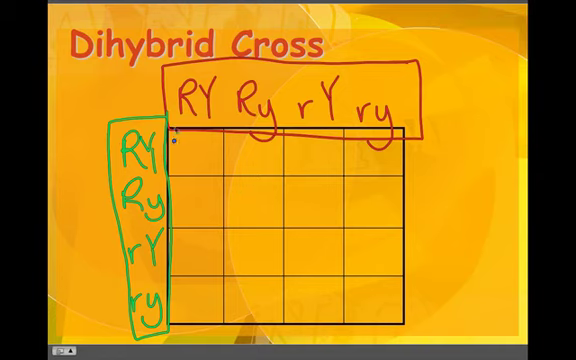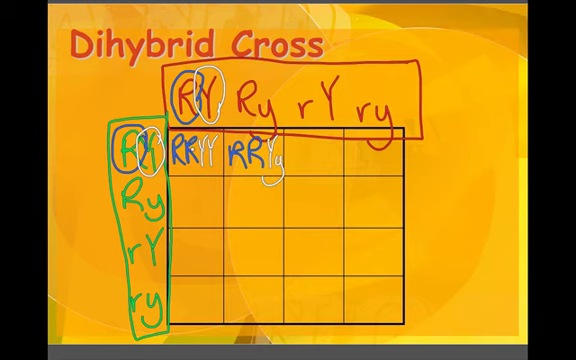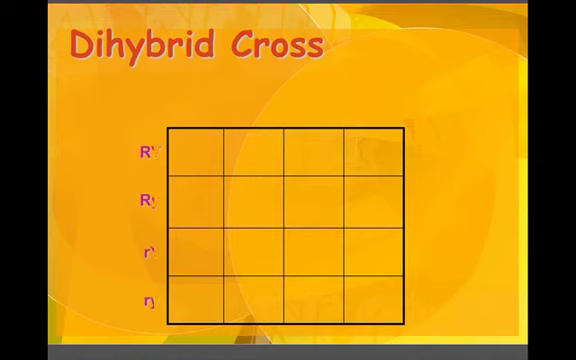And then we're going to be filling in our boxes. And how do we do that? We combine this R with this R. So we go big R, and then we combine these two together. Big Y, big Y. Big R, big Y, little y, because we have a little y right here. All right, I'm going to give you a minute, which might seem like a very long time. I want you to fill in the Punnett square.